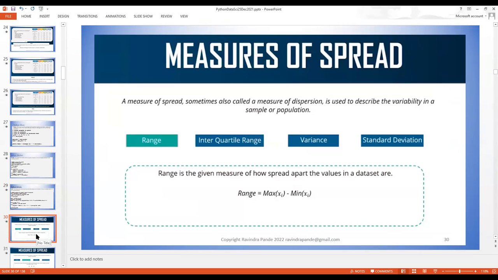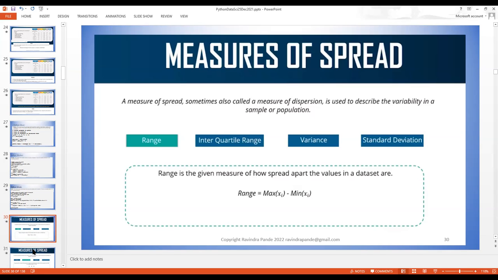Measure of spread. A measure of spread, sometimes called a measure of dispersion, is used to describe the variability of a sample or a population. Variability in a sample or a population. Range is a measure of how spread apart the values in a data set are. So range from 1 to 100, from 10 to 20, and so on.